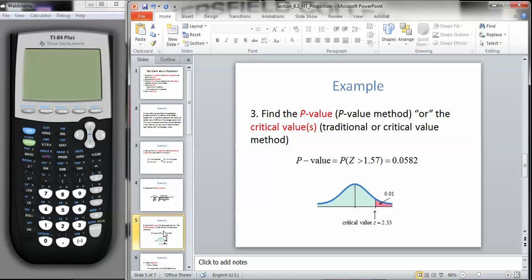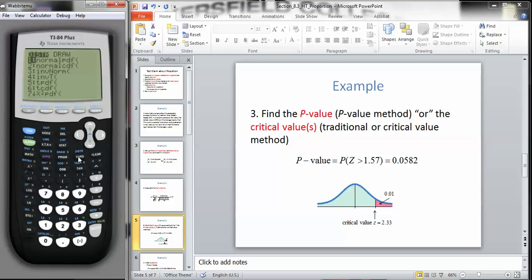In case you don't remember, let's use our calculator to find this, because we talked about similar examples, finding the probability or critical value, in chapters 6 and 7. First let's see how to find the p-value. Go to second, vars, and then select normal CDF. The lower bound is 1.57, and the upper bound is a big number, so let's just put 10 to the power of 10. Then that's the p-value, 0.0582.